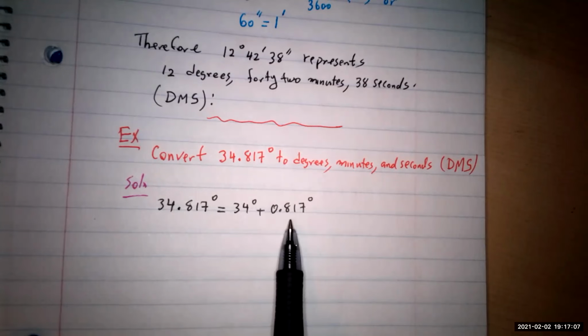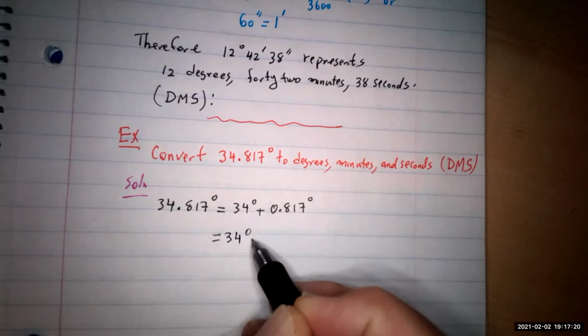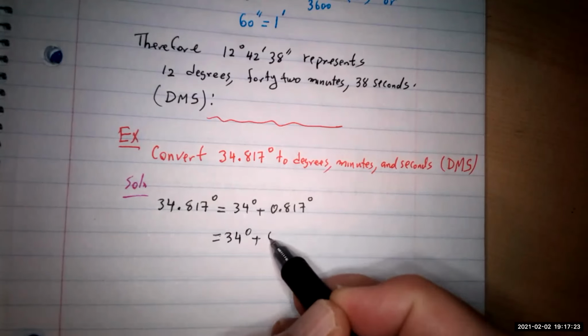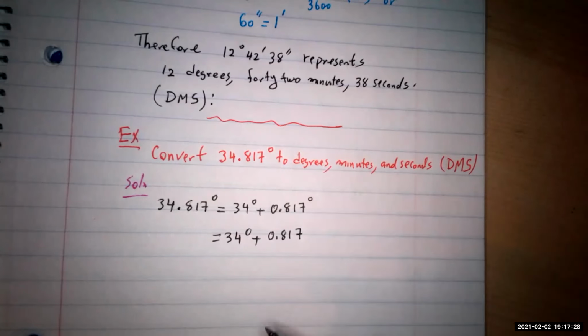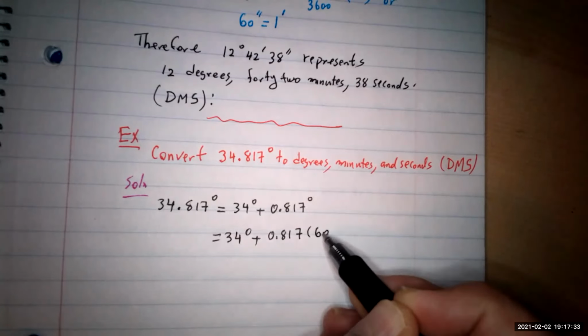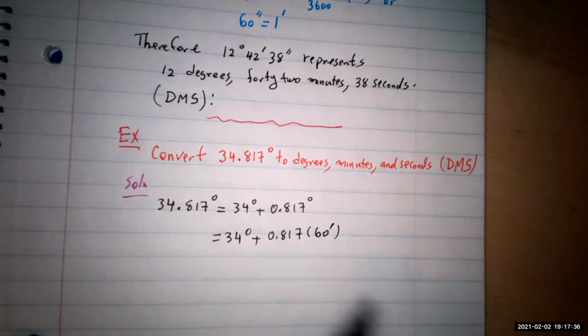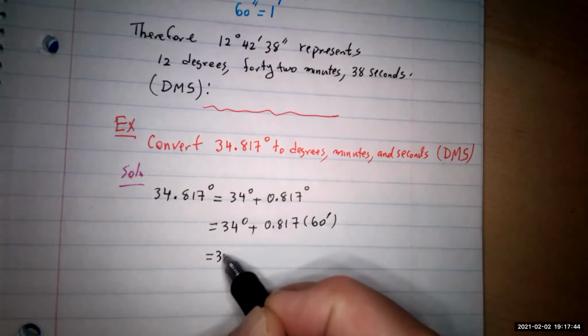So what we do is change this into minutes. In order to make it minutes, you make it bigger by multiplying by 60. So this is going to be 34 degrees plus 0.817. For the degrees, you want to change it to minutes. You know that each degree is 60 minutes, so multiply by 60. So we change the portion from degrees into minutes. So this is going to be 34 degrees.